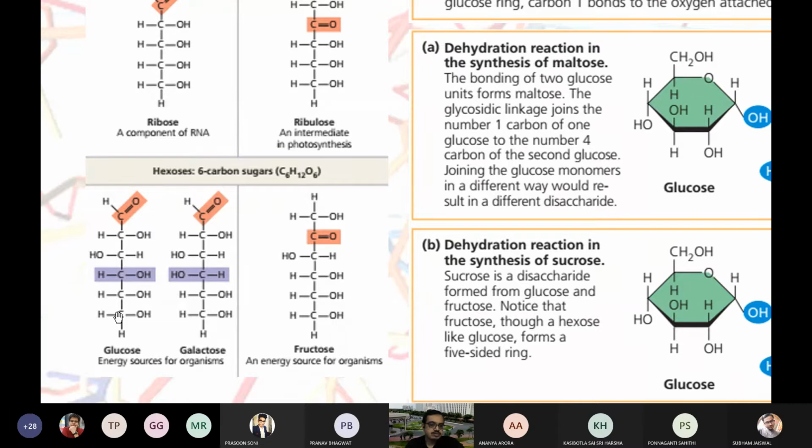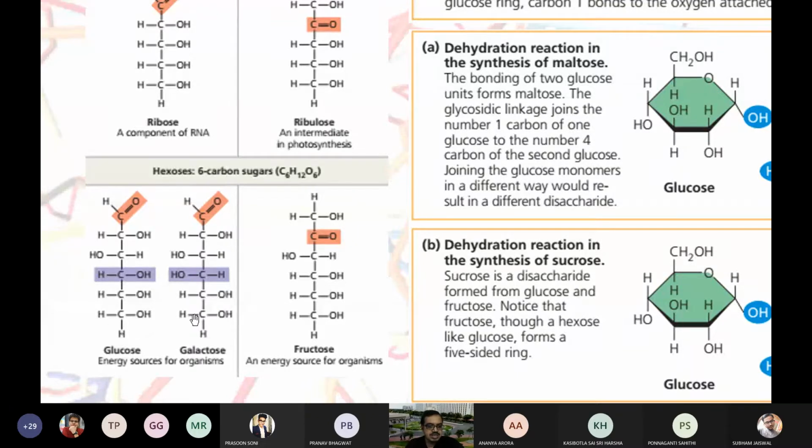Sucrose is a dimer of glucose and fructose. You see that one is an aldehyde, another is a ketone. And sucrose, what is present in the cane sugar, is actually a dimer of glucose and fructose. In milk, we have galactose, okay? And if you have glucose and galactose, you get lactose, that is a disaccharide.